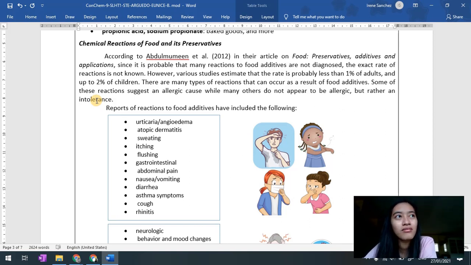It's difficulty going to the CR because of that. I had classmates nga they don't eat baked goods, baked products because of the milk. They avoid the milk.